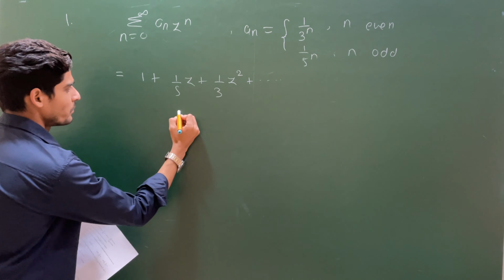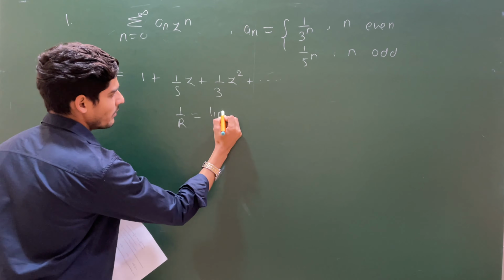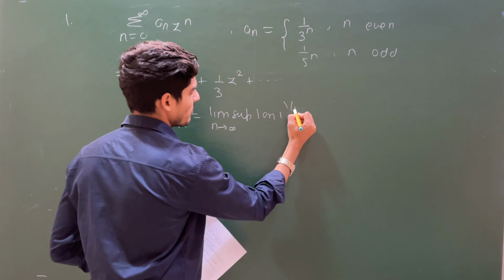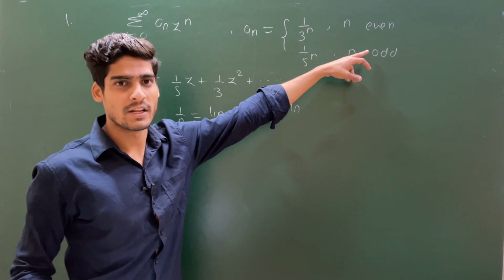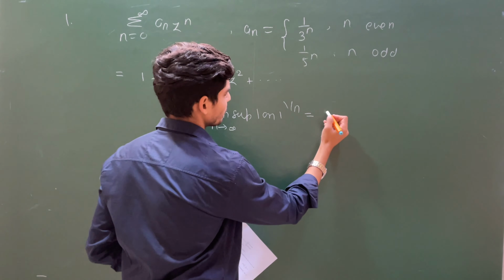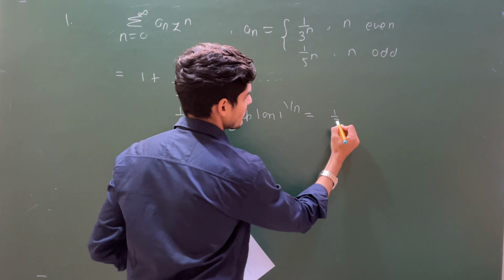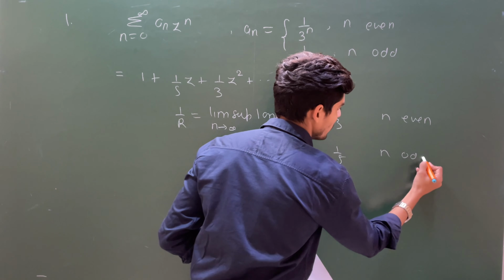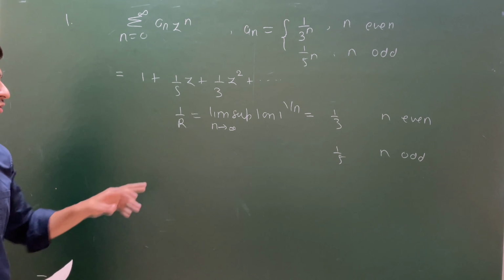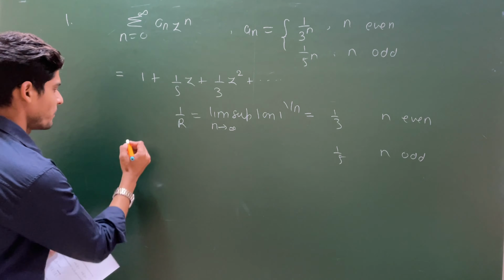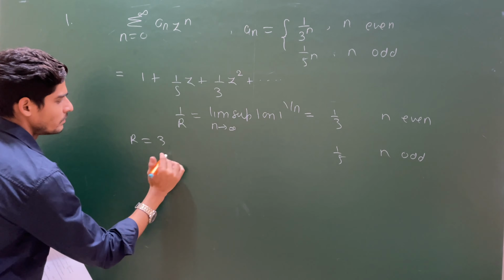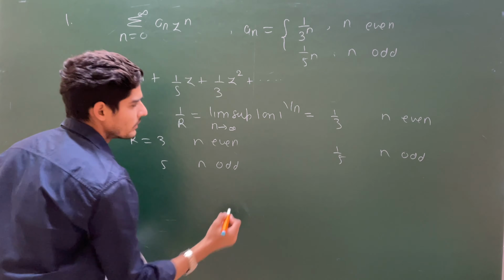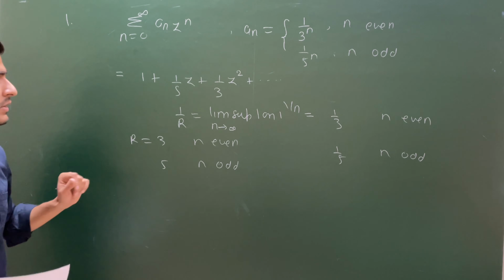If you use this formula, 1 upon r is the limit superior of mod a_n power 1 by n. If you use it in both scenarios, you will get 1 by 3 when you choose your n to be even, and you will get 1 by 5 when you choose your n to be odd. So 1 upon r is 1 by 3 and 1 by 5. So you can say the radius of convergence is 3 when n is even, and this is 5 when n is odd. And also you can see one thing.